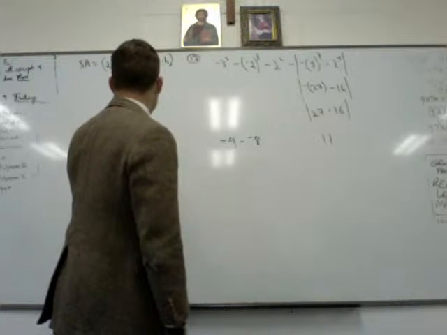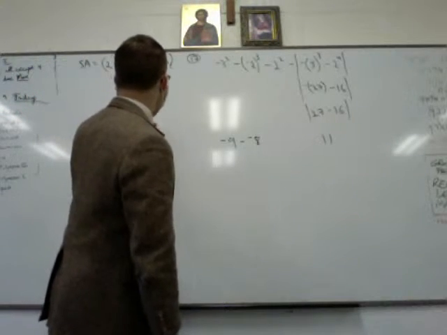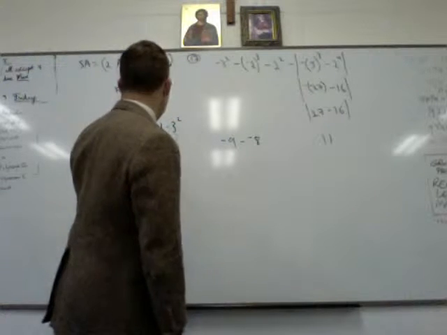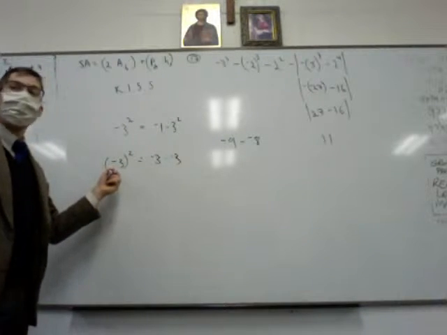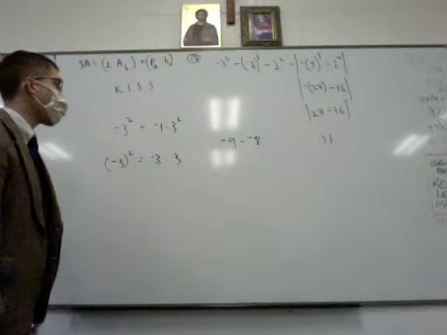These are the two things you have to keep straight. This one, if there's no parentheses, we do the exponent first. What this means is negative 1 times 3 squared. This one, on the other hand, means we're taking negative 3 and squaring that. You have to be really careful with your exponents and negative signs.